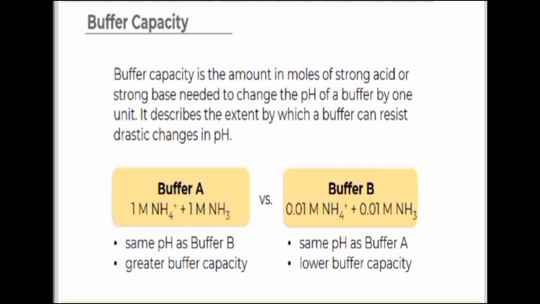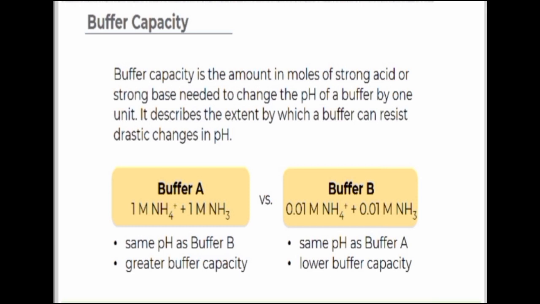Buffer capacity is the amount in moles of strong acid or strong base needed to change the pH of a buffer by 1 unit. It describes the extent by which a buffer can resist drastic changes in pH. Consider buffers A and B. Buffer A is made up of 1 molar ammonium ion and 1 molar ammonia. On the other hand, buffer B contains 0.01 molar ammonium ion and 0.01 molar ammonia.